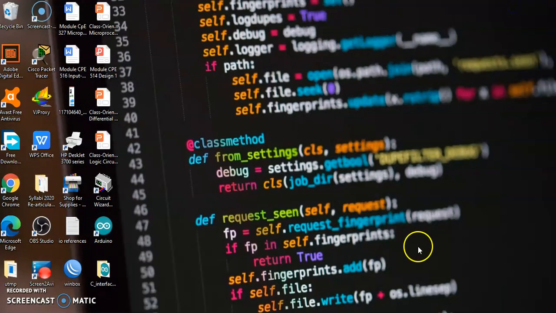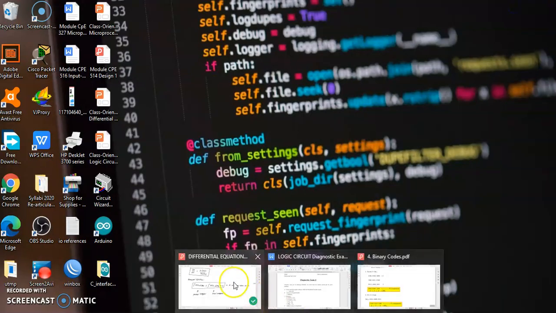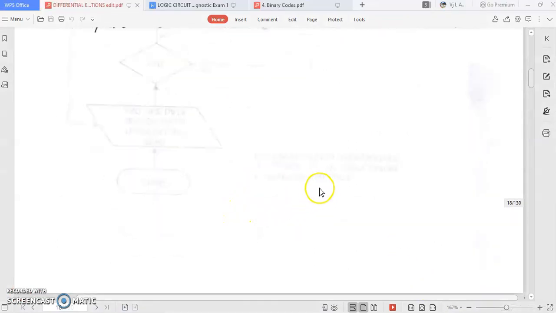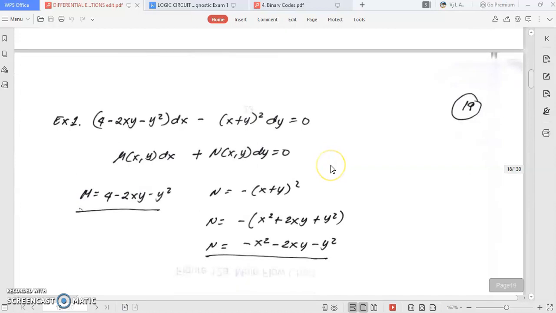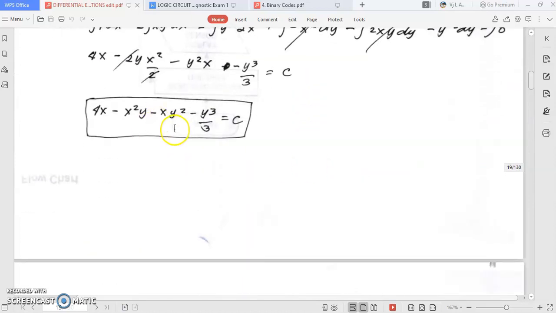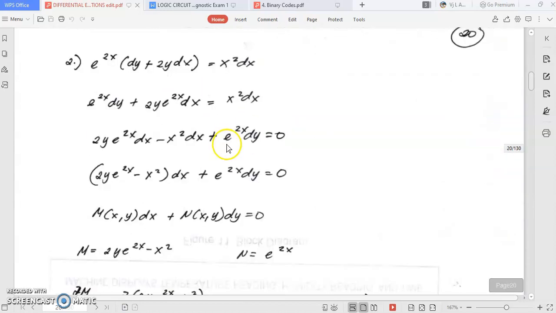So, another example. We will not write it all anymore because of the time. We only have 19 minutes left. So, this is the example. So, we have this answer. And let's try this one.